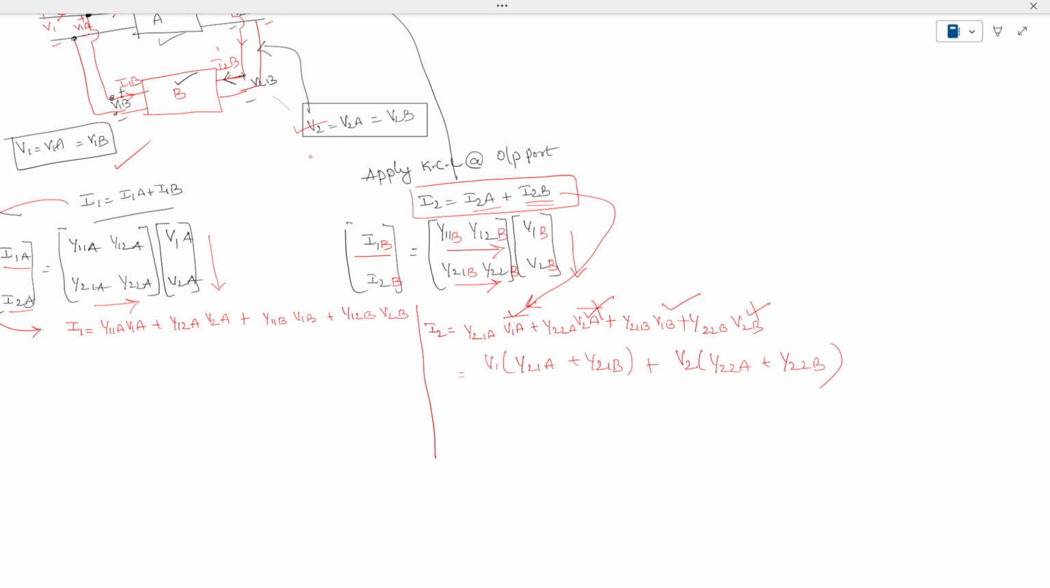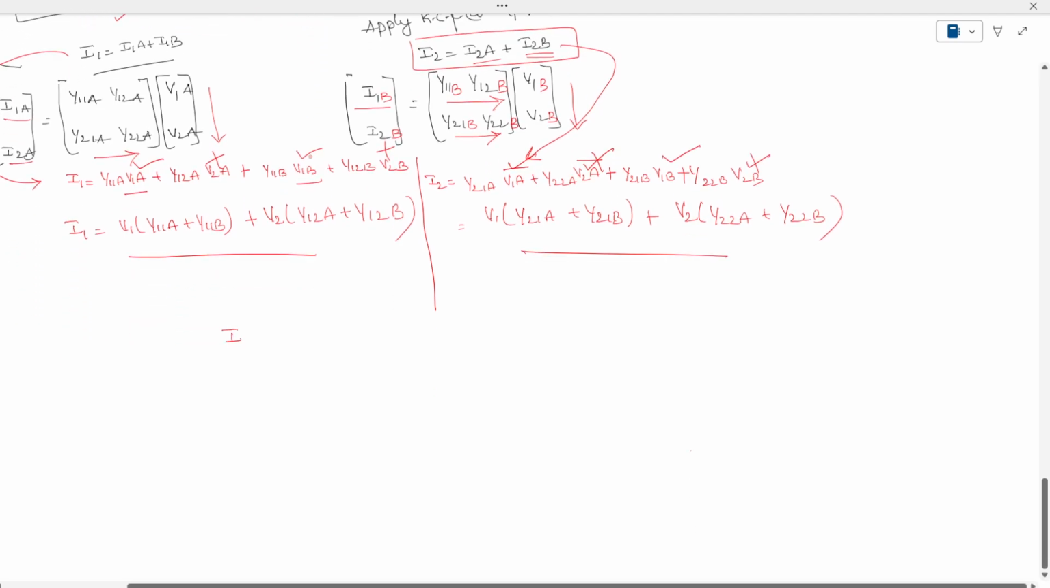Similarly here, V1A and V1B are equal to V1. So I can write I1 is equal to V1 into Y11A plus Y11B, plus V2A equal to V2B equal to V2. Take V2 as a common term here, so V2 into Y12A plus Y12B. When you compare these two, write them in matrix form.